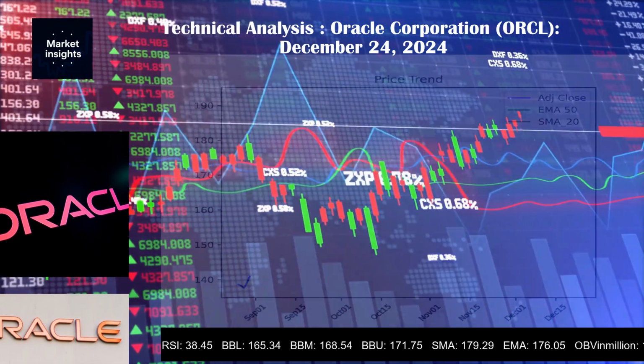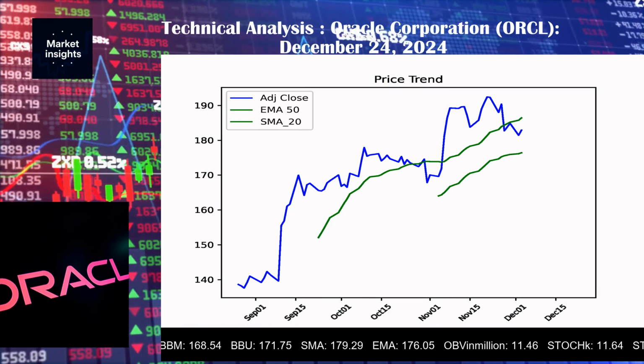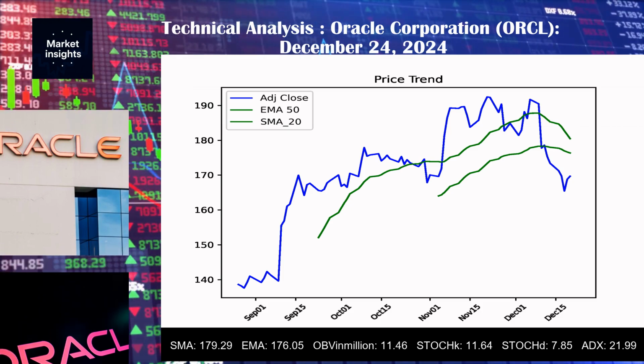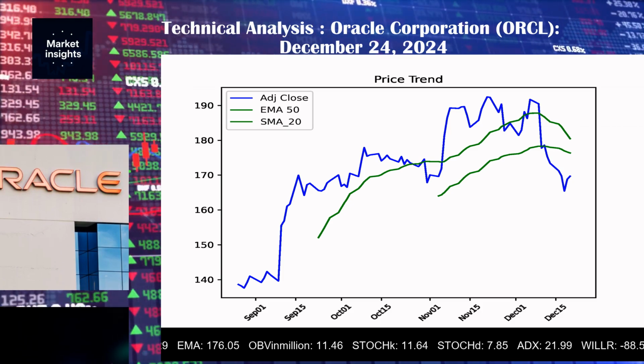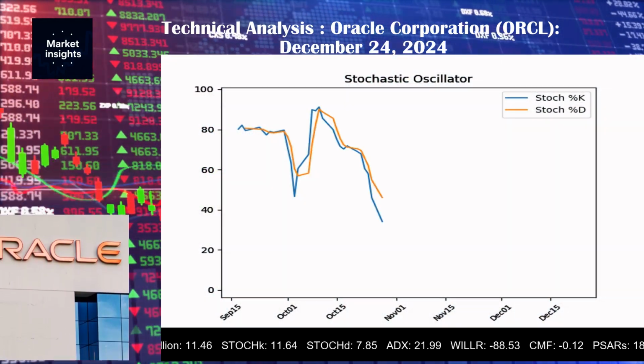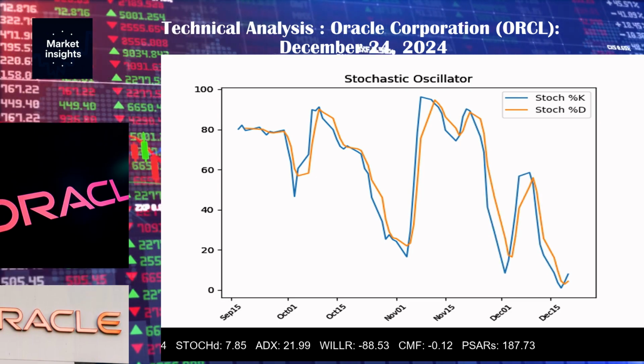The Bollinger Bands chart shows the price breaking below the lower band. This often signals short-term oversold conditions. However, with the price remaining below the 20-day and 50-day moving averages, it could also indicate the start of a stronger downtrend. The stochastic oscillator chart also points to oversold territory.